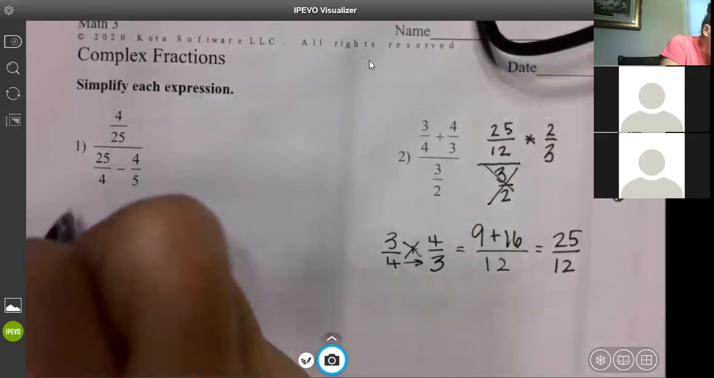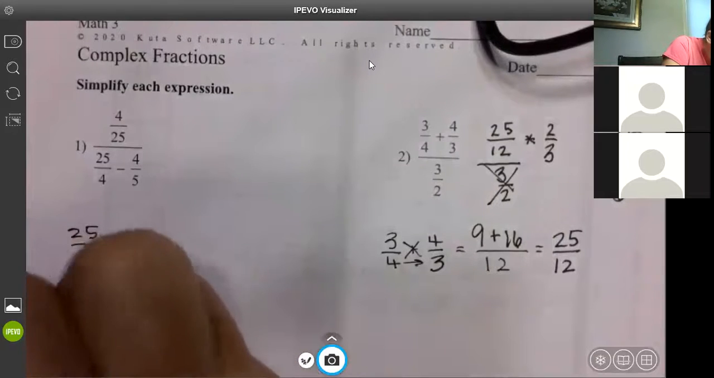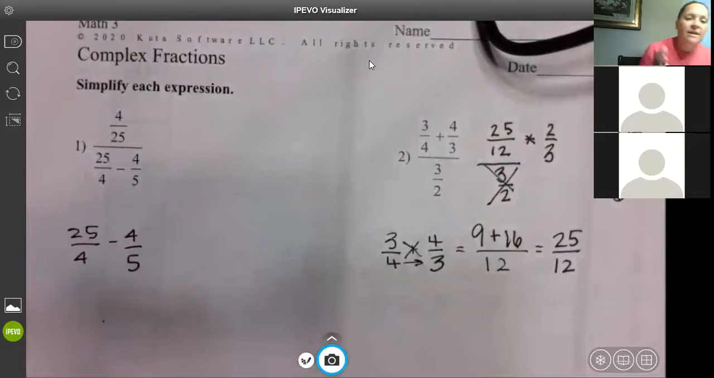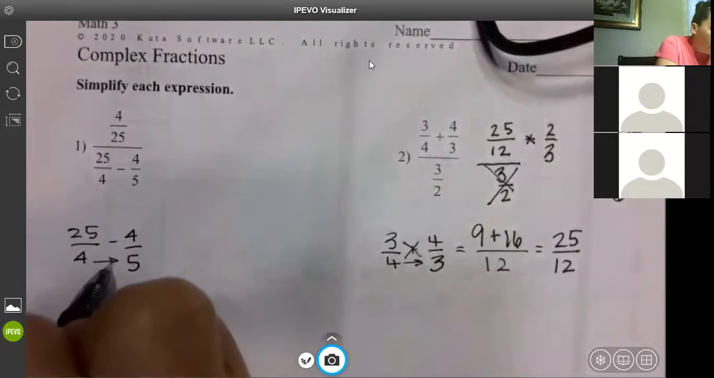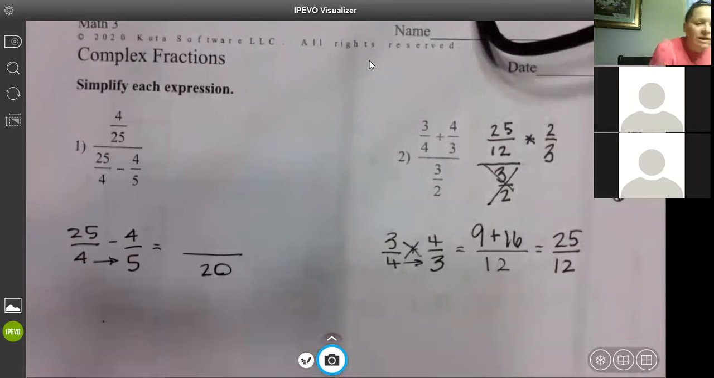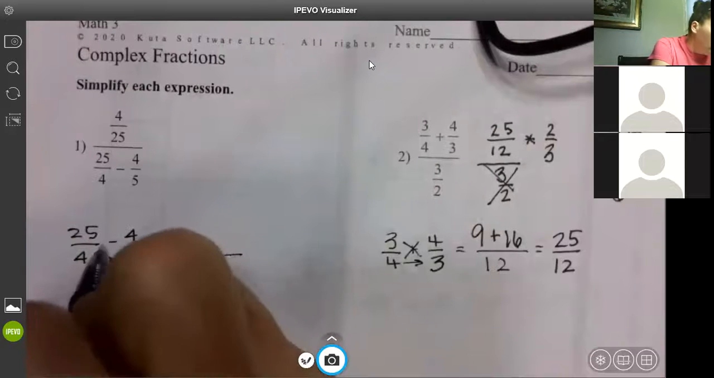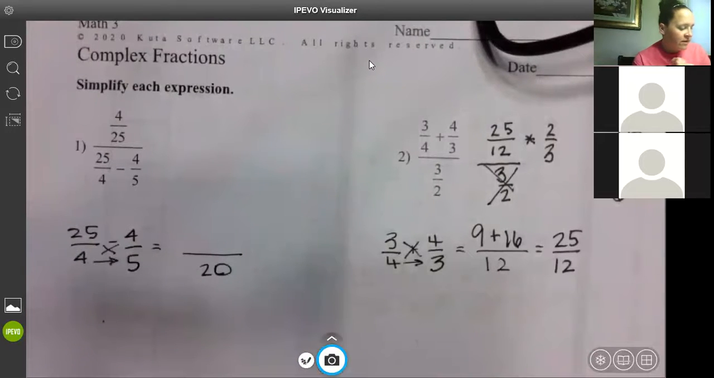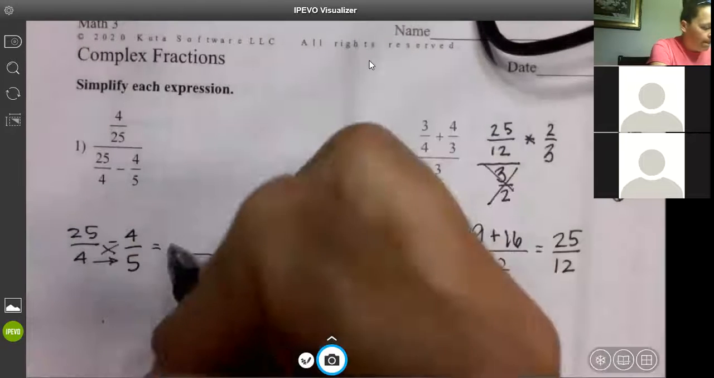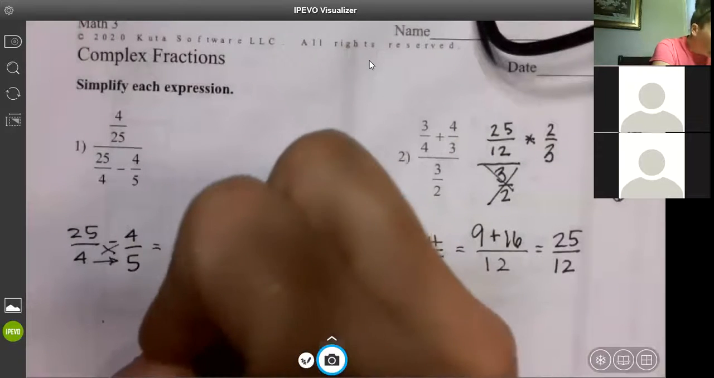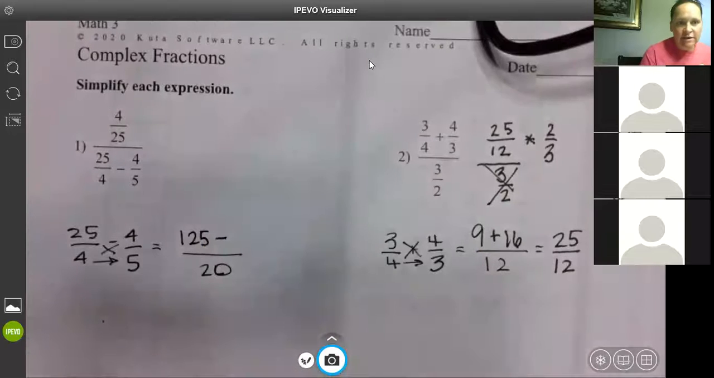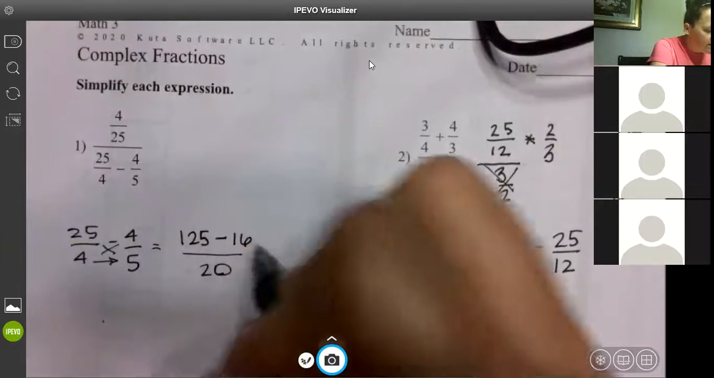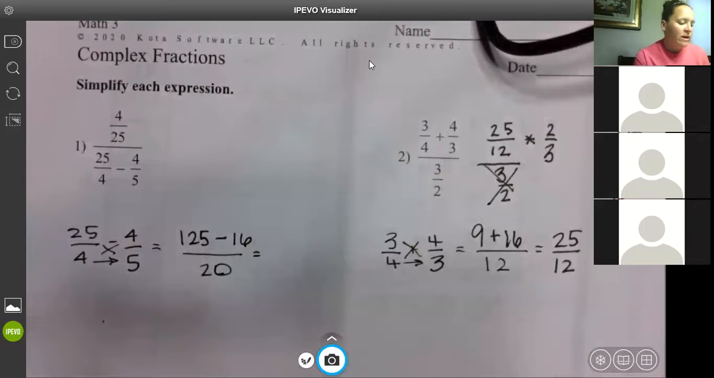This one, we want to put these together, so I'm going to do that down here, 25 over 4 minus 4 over 5. You work it the same exact way. We're going to push together our denominators. So 4 times 5 is 20. We're going to cross multiply. What is 25 times 5 quickly? 125. We have a minus between, that's the only difference. 4 times 4 is 16. What is 125 minus 16? 109. Thank you.